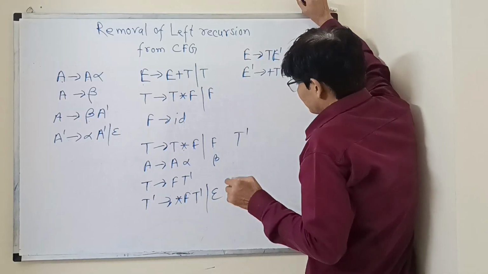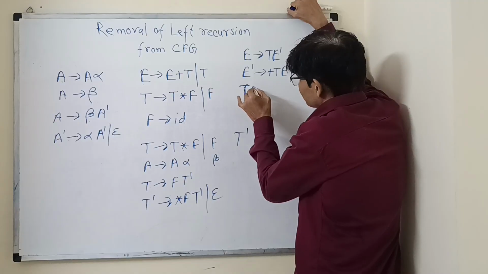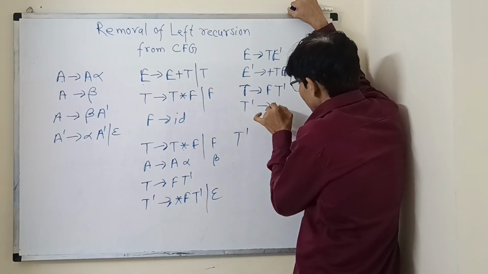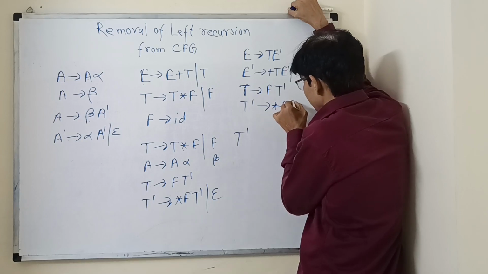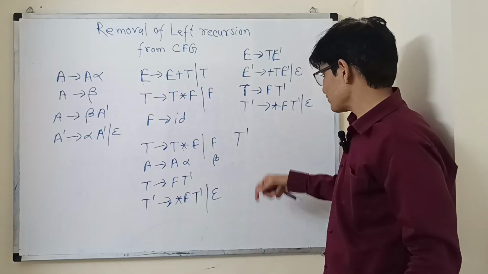So now we have three more productions here. T gives FT'. T' gives asterisk FT' or epsilon.